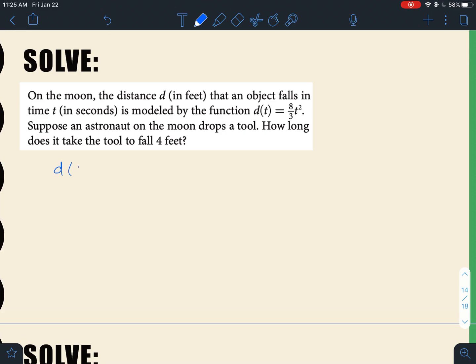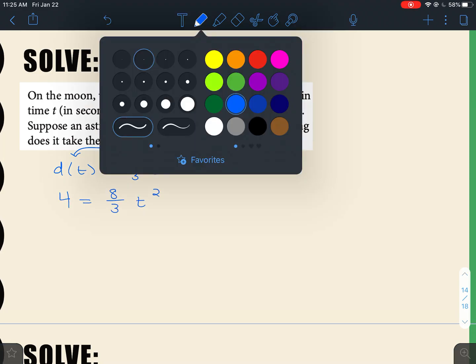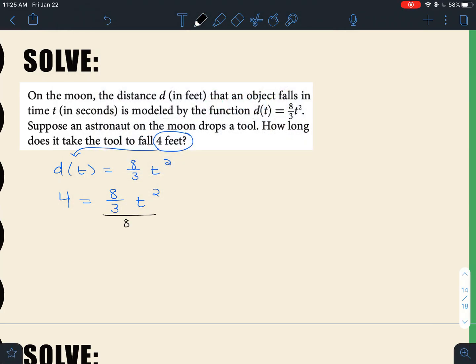Well, the distance, d of t, is equal to 8/3 times the time squared. They're telling me that the distance is 4 feet, so we're going to take 4 feet and plug it in for the distance. So 4 is going to equal 8 over 3 t squared. Now we're going to solve for t squared. So get rid of the 8/3. We'll divide both sides by 8/3. 4 divided by 8/3, well, when you divide by a fraction, multiply by the reciprocal, and we would have 12/8. And if I reduce that, I get 3/2. So 3/2 is equal to t squared.